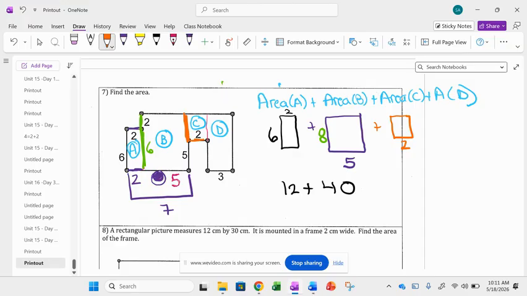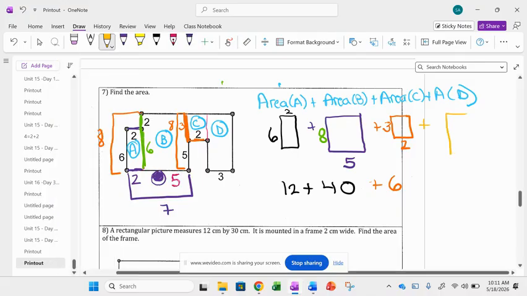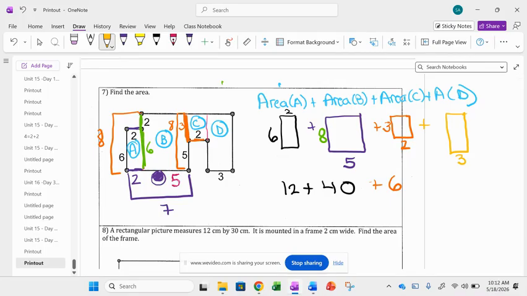Well, isn't this left side 8? So then this right side is also 8. And the bottom is 5, which means this has to be 3. So now we're going to do 3 times 2, which is 6. And now our very last area is area D, which has a base of 3.